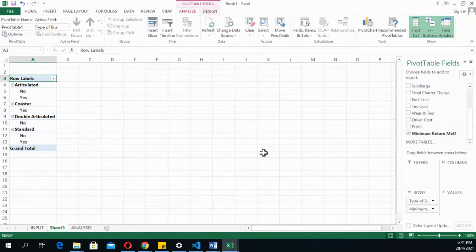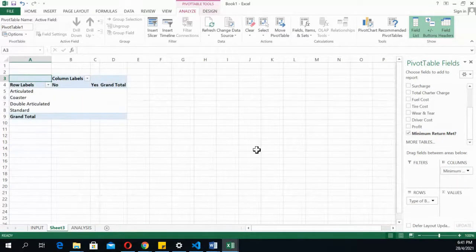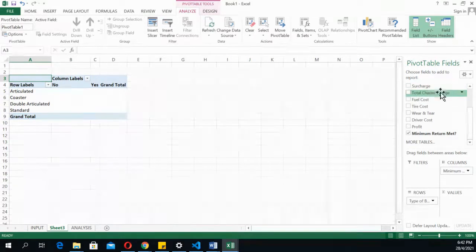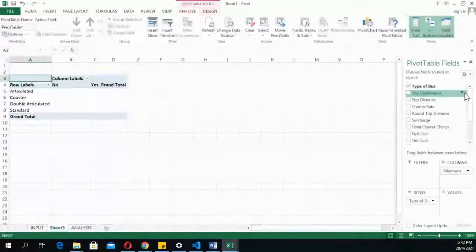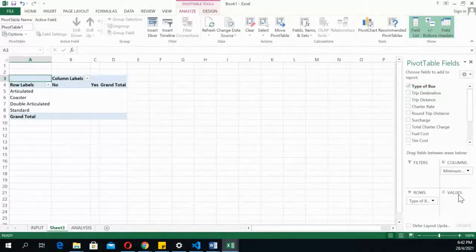Doing it like that, that's fine. It could make it look that way, but I would prefer, as I say, to have it looking like this. So the bus type, yes or no, put that in columns. And then you need something to count. So you can use anything. You can put back the same bus type, you can put trip distance, anything.